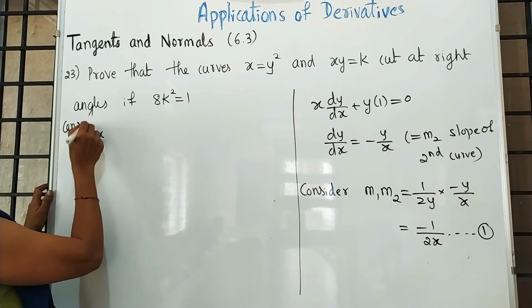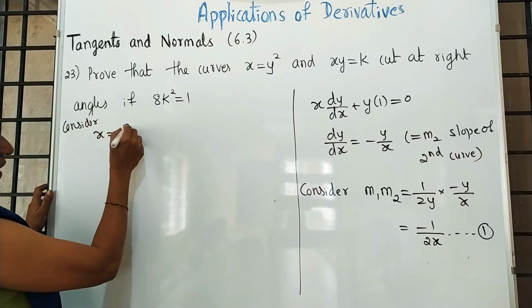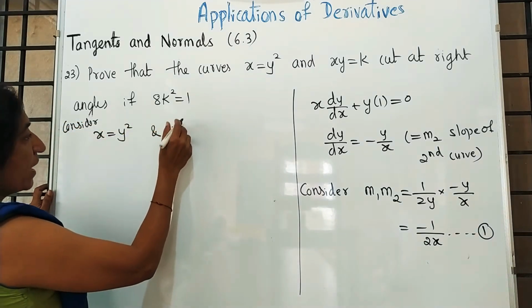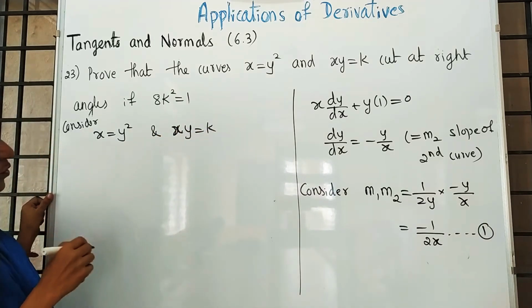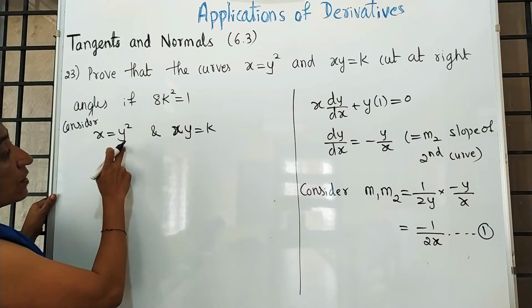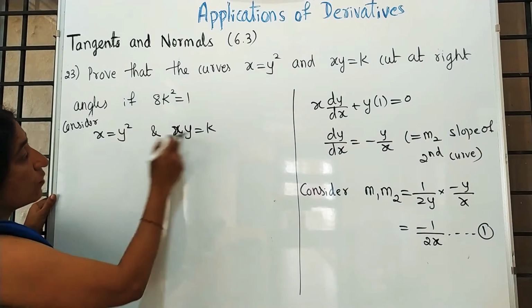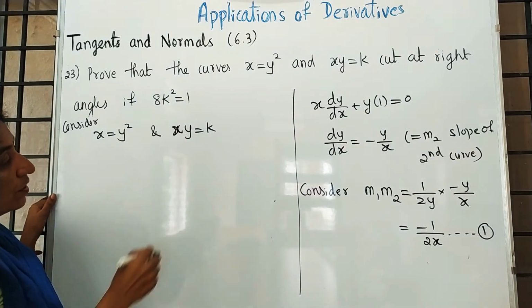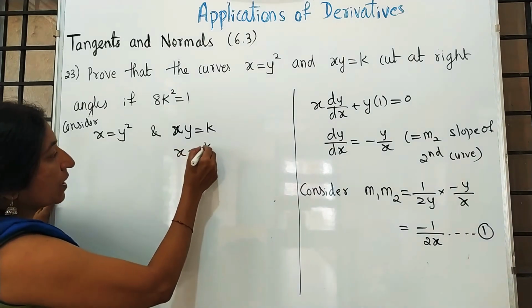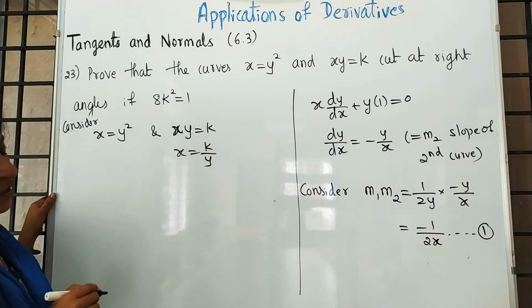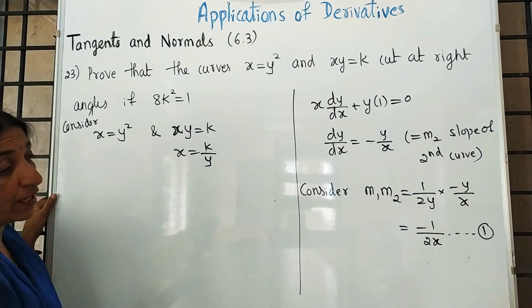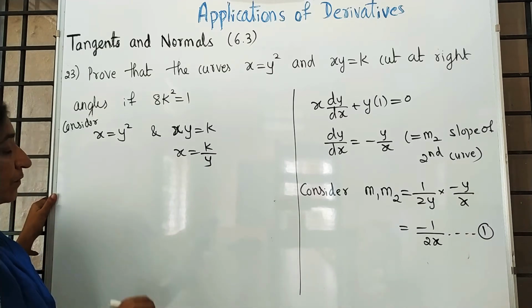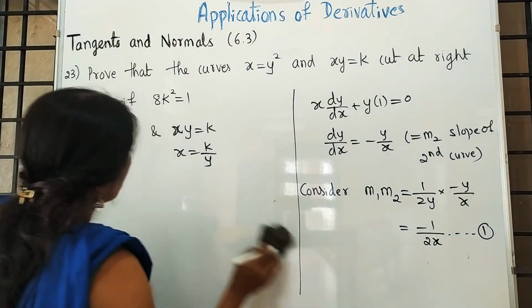Consider x is equal to y square and xy is equal to k. Using these two, here x is equal to k by y, correct or what? We have to write x value in terms of k.